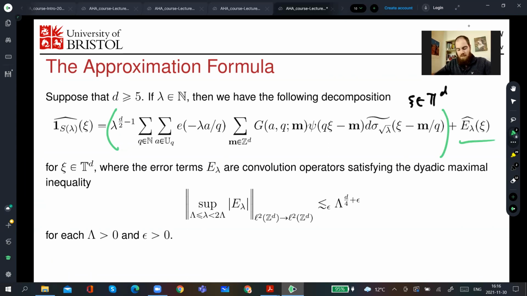And this E of lambda gives you a convolution operator, which is an error term. It's the remainder from this approximation that I'll start explaining soon. It satisfies a nice dyadic maximal function inequality. So for each window, big lambda to twice big lambda, we form the dyadic maximal function, where we take the supremum over all the little lambda inside that window of our error terms. And this turns out to be bounded by this factor right here.